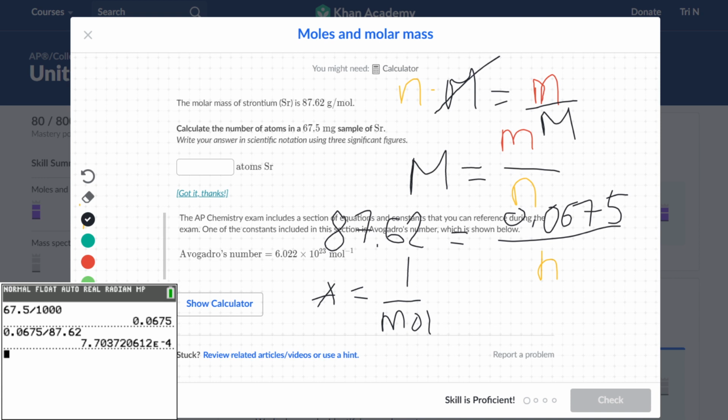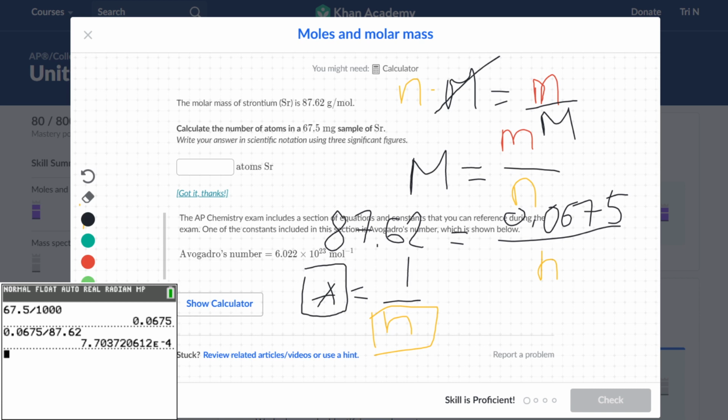We have the amount of moles of an element, which is strontium, and we want to find how many atoms of strontium are in 67.5 milligrams of strontium. So we have A, the Avogadro number, equal to 1 over mole. And that mole is practically the variable n that we started with. So A is equal to 1 over n. A is a constant Avogadro number that will always be 6.022 times 10 to the power of 23. And n is the number that we already found, which is 7.703720612 times 10 to the power of negative 4.